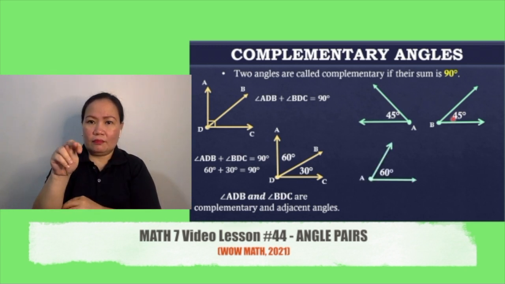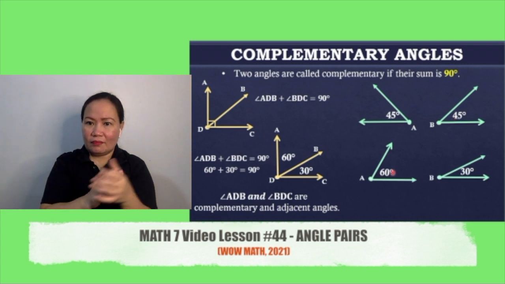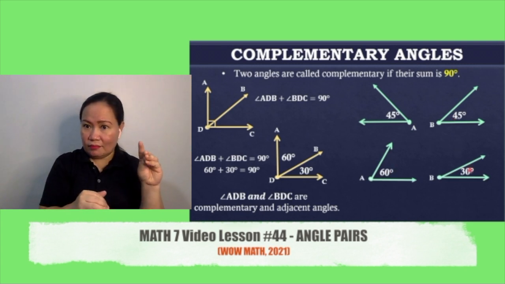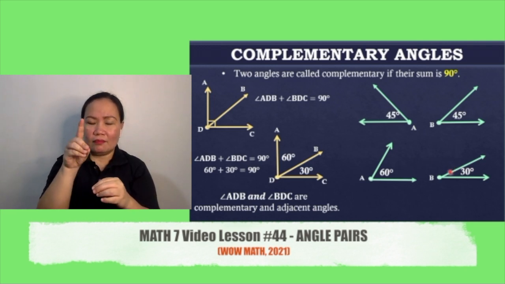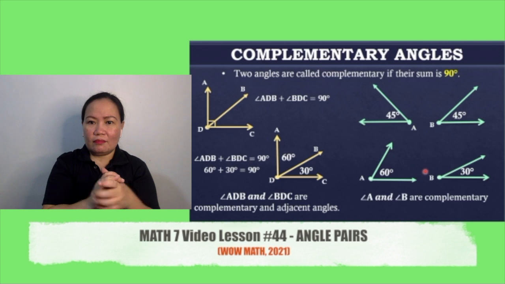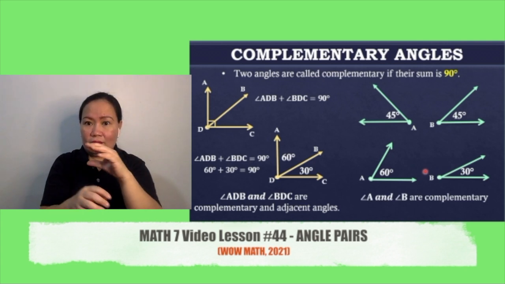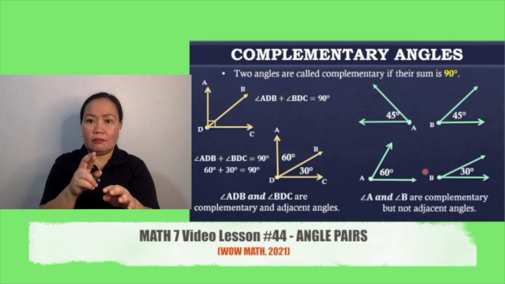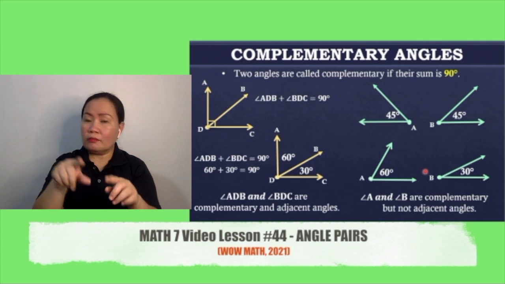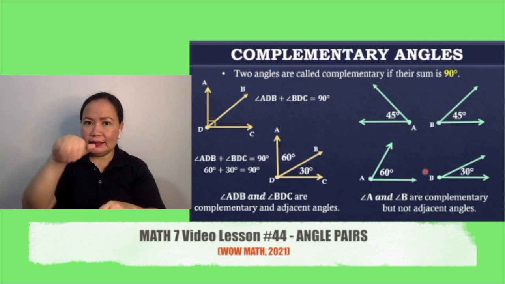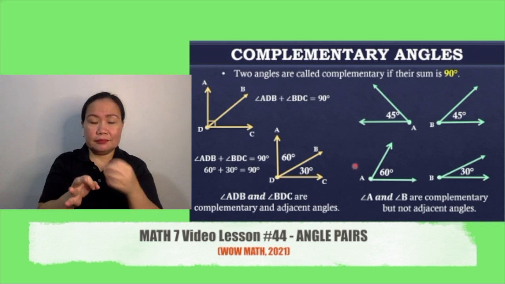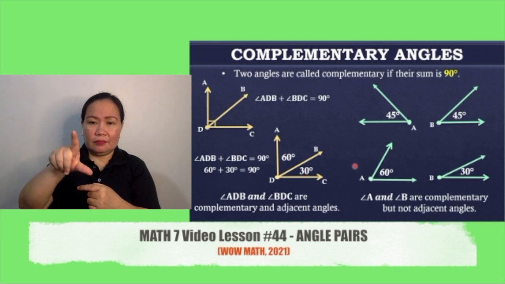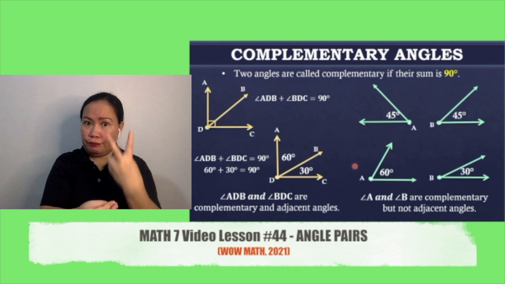Now, this one. Okay, so this is 60 plus 30. So, this is 90. Therefore, this is also an example of complementary angles. Now, angle A and angle B are complementary angles, but they are not adjacent. So, nare-relate na natin yung isang angle pair kanina, yung adjacent angles. Tatandaan lang na kapag sinabi natin complementary angles, the sum of their measures of two angles is 90 degrees. Yan lang po.